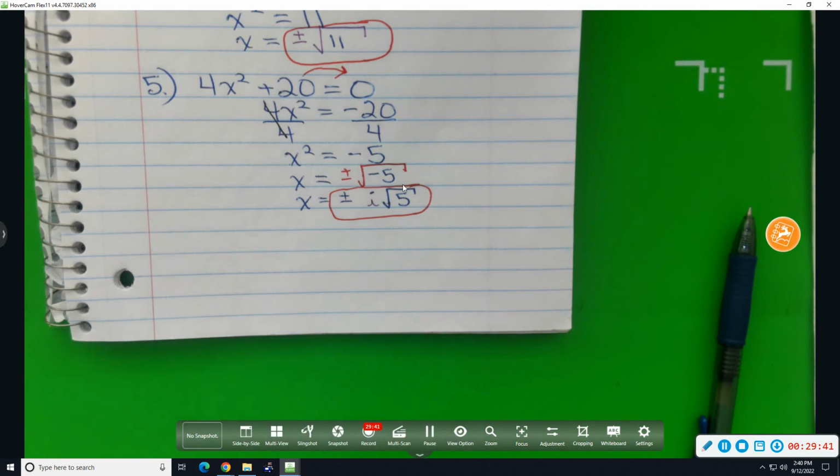Okay? So never leave a negative under a square root. If you have a negative number under a square root, if you can't do anything else, replace it with an i out in front. Let's type in the answer.